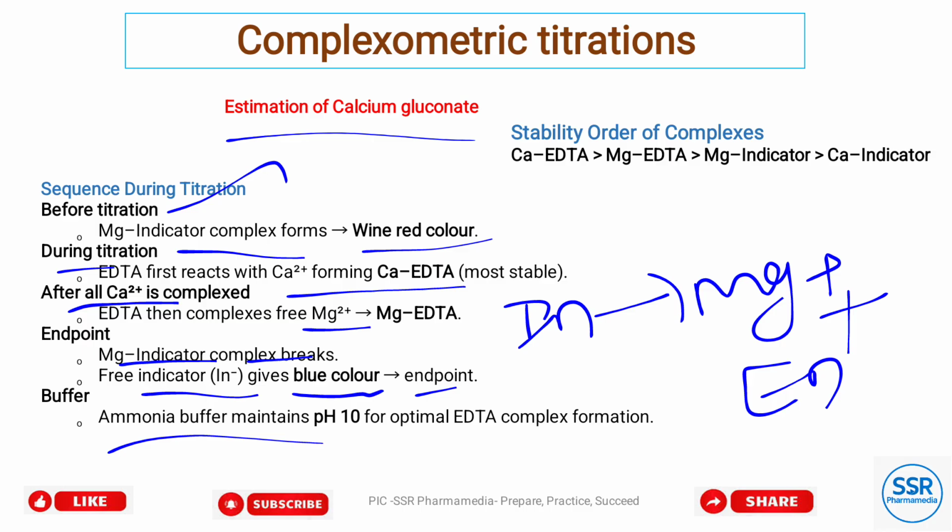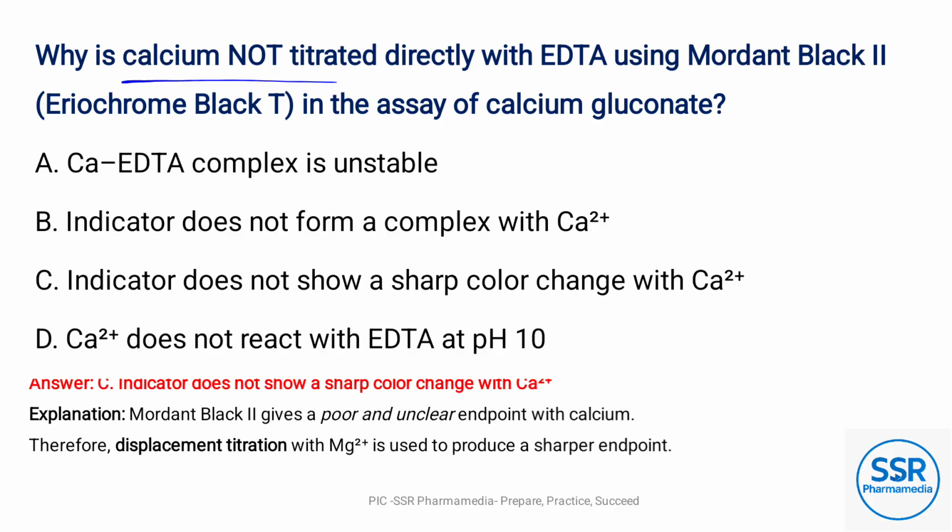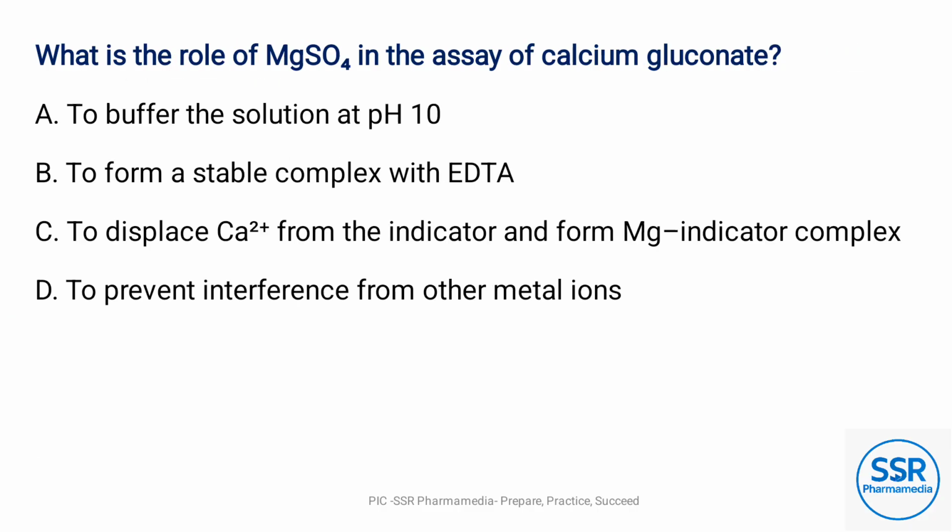Ammonium buffer maintains pH 10, which is the optimum pH for EDTA complex formation. And why is calcium not titrated directly with EDTA using Eriochrome Black T in the assay of calcium gluconate? So option C, the indicator does not show a sharp color change with calcium ion.